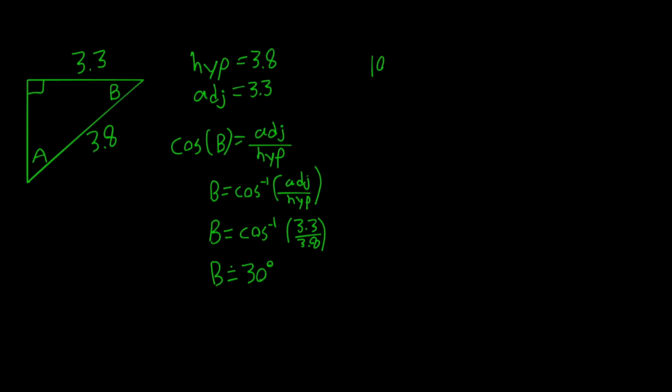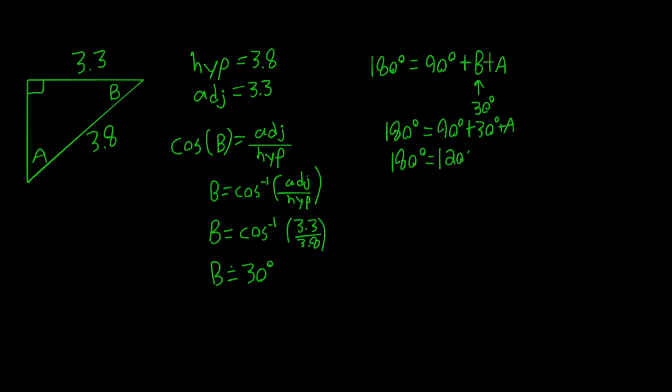So, I'm going to get 180 degrees is 90 degrees plus b plus a. Well, we know that b is equal to 30 degrees. So that's going to give me 180 degrees is equal to 90 degrees plus 30 degrees plus a, or 180 degrees is equal to 120 degrees plus a. Subtracting 120 from both sides, we get that 60 degrees is equal to a, and that gives me my final answer for both the angles b and a.